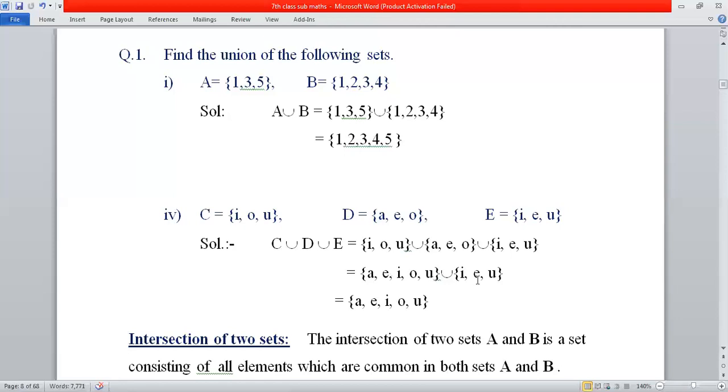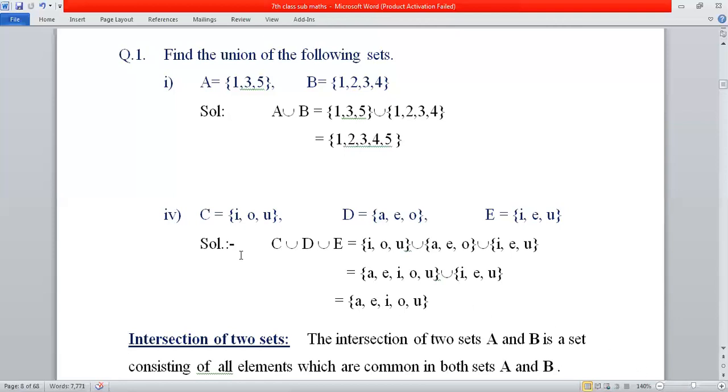Now we find the union of these two sets. In these two sets, if you check I, E, and U, these three elements are common. So you write them one time, and then the remaining elements are A and O. So A, E, I, O, U.